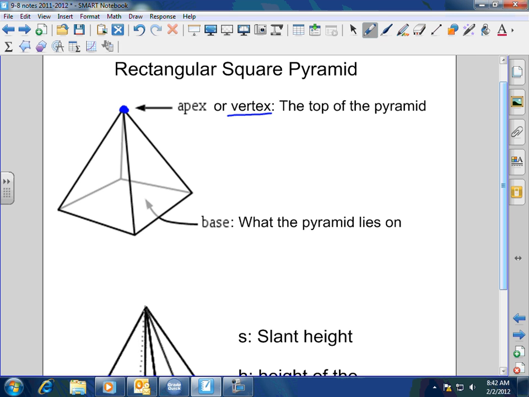The base is pretty self-explanatory. This is the base right here. The base is what it is lying on. So in this case, this is called a rectangular square pyramid because there is a rectangle or square as the base. I can have a triangular pyramid too, where the base would be a triangle. I can have a hexagonal pyramid where the base is a hexagon. I can have a pentagonal pyramid where the base is a pentagon. So the pyramid gets its name by the base.